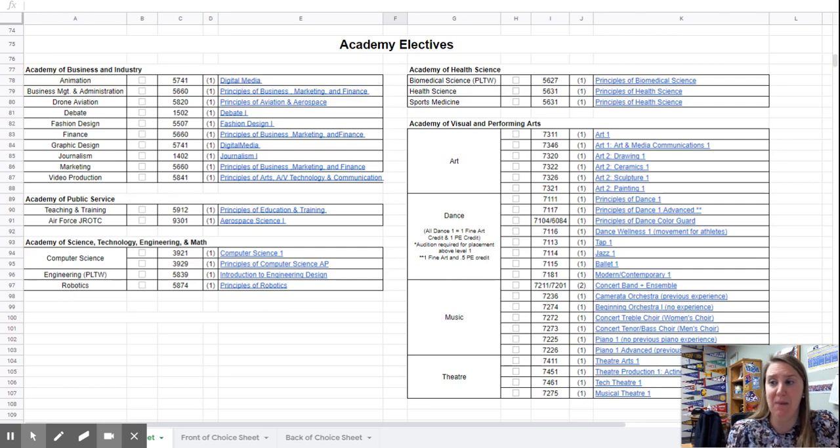So under the Academy of Public Service, if you think you might want to be a teacher someday, we've got Principles of Education and Training. Air Force JROTC. This is our ROTC program. This is what I talked about. It can count as your PE credit. So aerospace science. So you learn about the history of flight and planes.